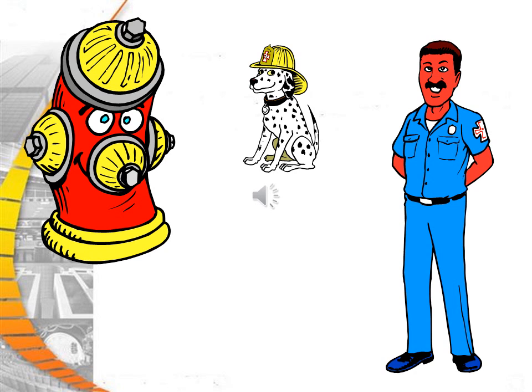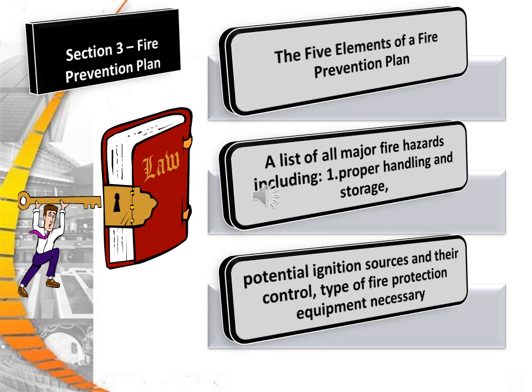Section 3, the Fire Prevention Plan for your business. The 5 elements of a fire prevention plan include a list of all major fire hazards, including the proper handling and storage, potential ignition sources and their control, type of fire protection, and equipment necessary.